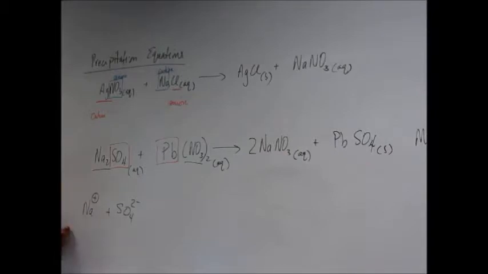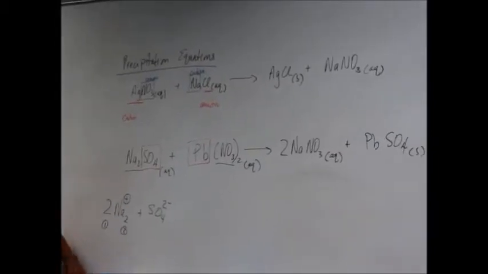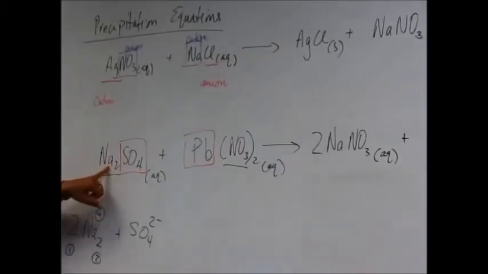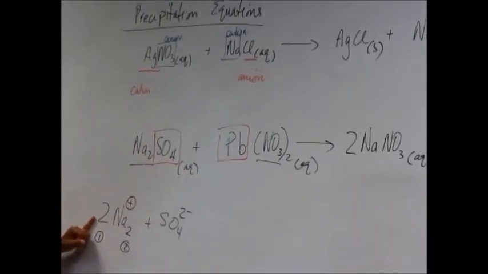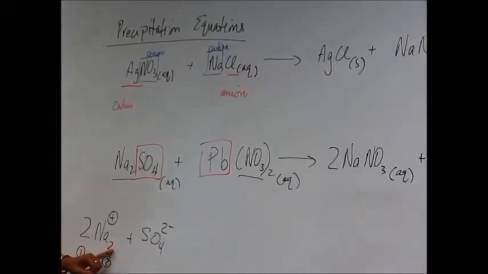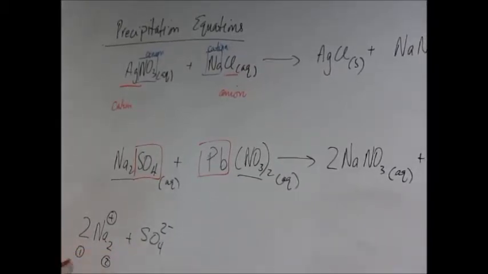But is this correct, or do I need something else? Two sodium? Where do I write the 2? Do I write the 2 here as a coefficient, or down here as a subscript? This is Na2SO4, so where should my 2 go? Which number is correct, 1 or 2? Everybody together? One. Okay, thank you very much.